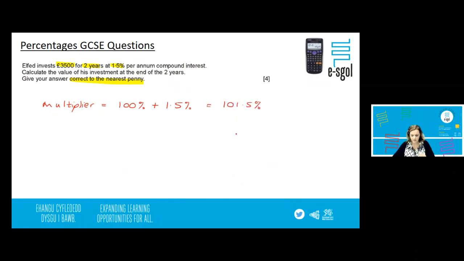101.5%. We write that then as a decimal. So we're going to divide by 100. So 1.015 will be the multiplier that we will use in this question.